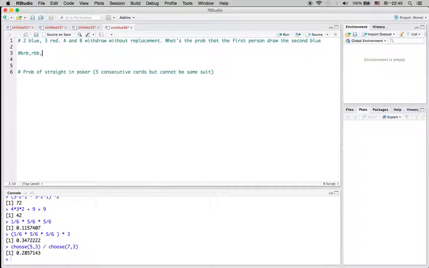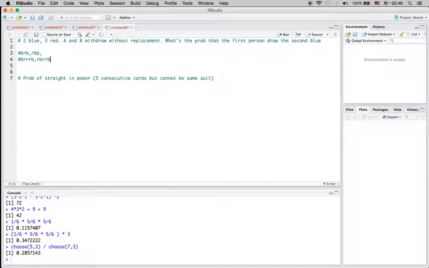And then we also have other cases where the blue ball is on the fifth position, so that the first person will also get the second blue ball on the fifth position, but not on the third. For example, blue on the first, then all the next three red, and then blue on the fifth. The same for red, blue, red, red, and then blue on the fifth. And then red, red, blue, red, and blue on the fifth. And the last case is all the reds drawn first, and then the two blues, with the second blue in the fifth position.